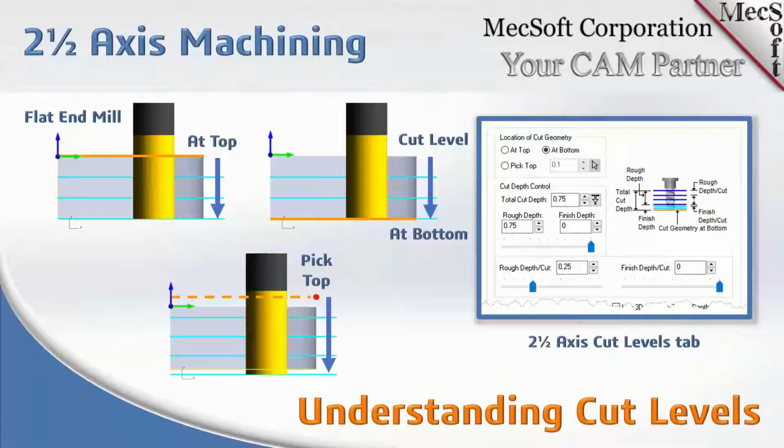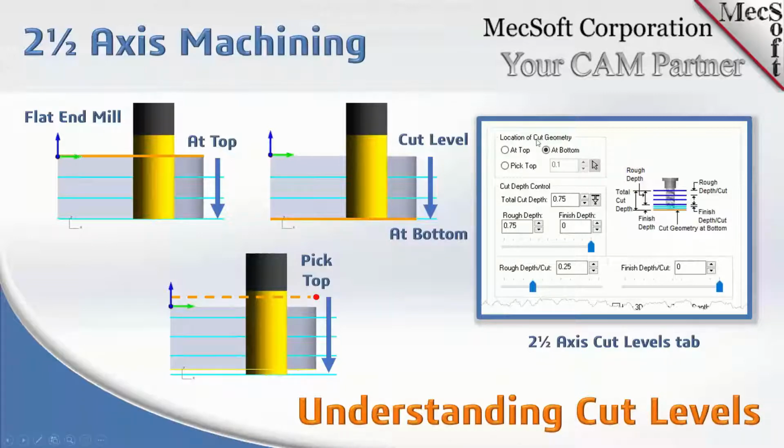So it's going to start, it's going to work its way back for the total cut depth. If you end at the bottom, it's going to calculate upward your total cut depth and start cutting there, and then cut your rough depth per cut at each level. Now, a little bit more about this dialog on the right. If you look at that illustration, the dialog icon, it tells you how this is working.